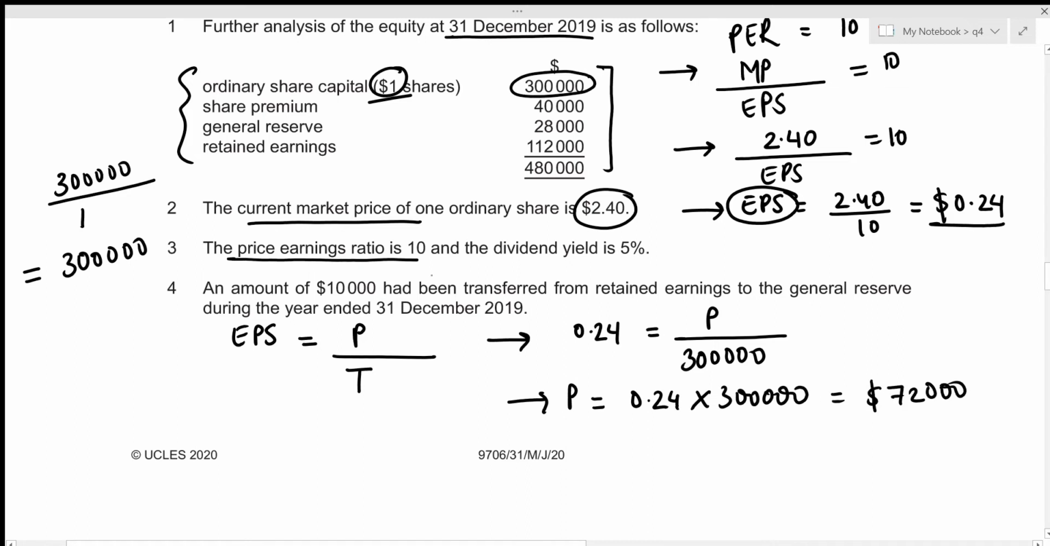Alright, then we have another ratio which is dividend yield, and we are given that dividend yield is 5%.